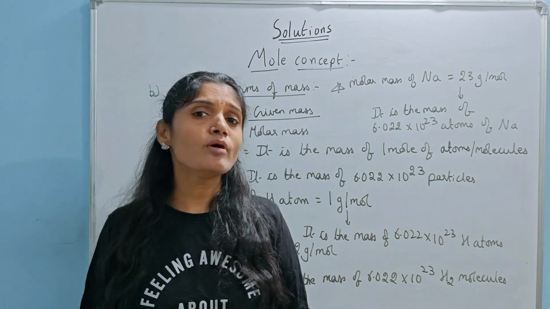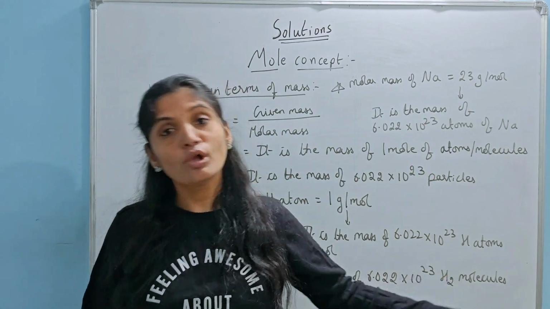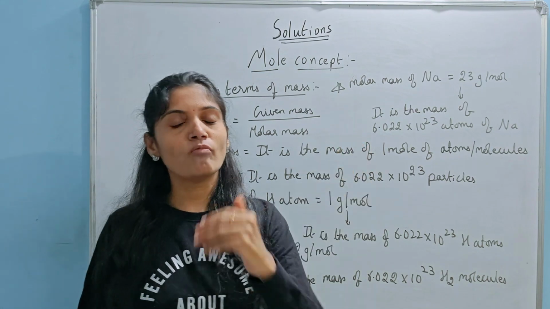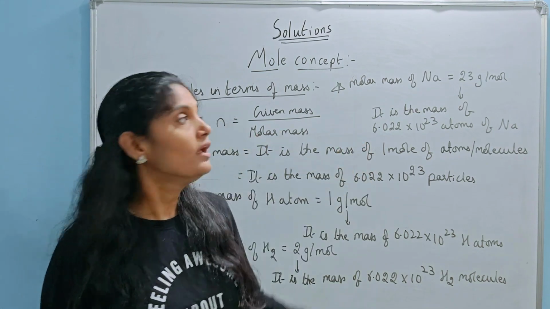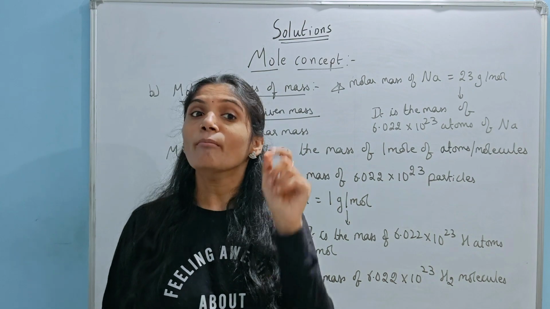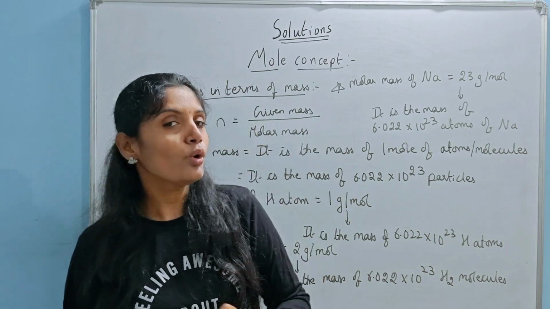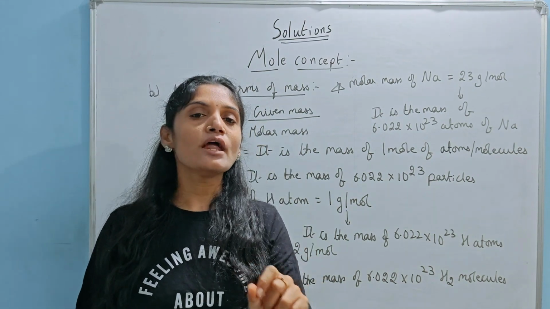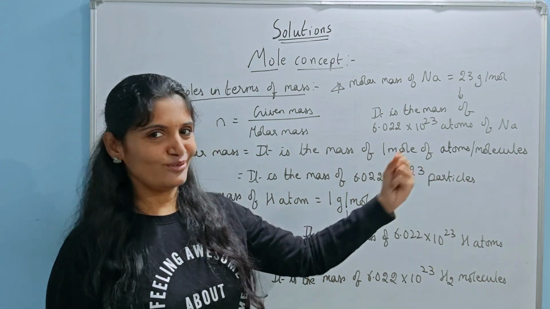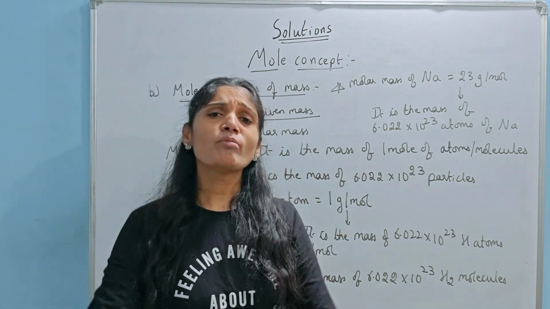What is 23 gram per mole? If I am saying 23 gram per mole is the molar mass of sodium, what should immediately come into your mind? We are talking about the mass of 6.022 into 10 to the power of 23 atoms of sodium. Okay, now what about the molar masses?